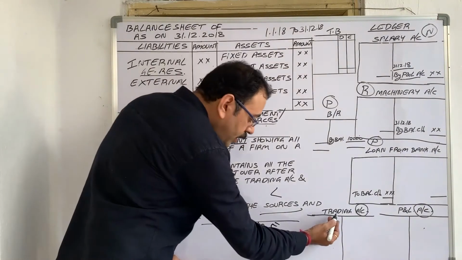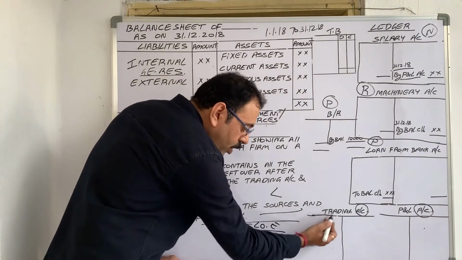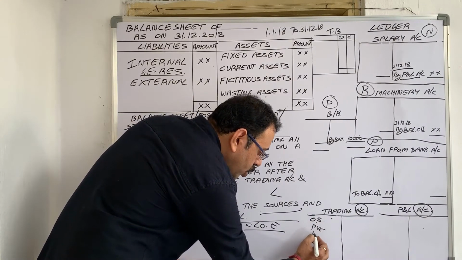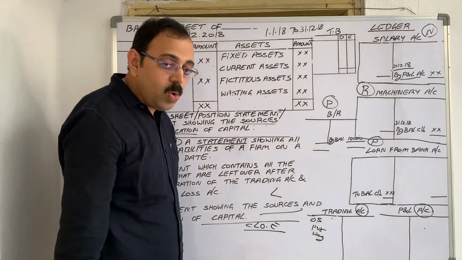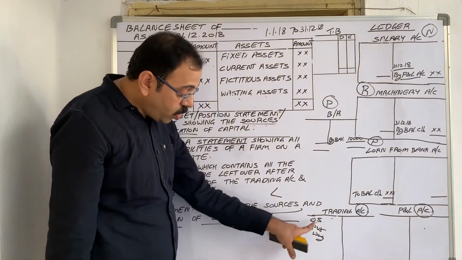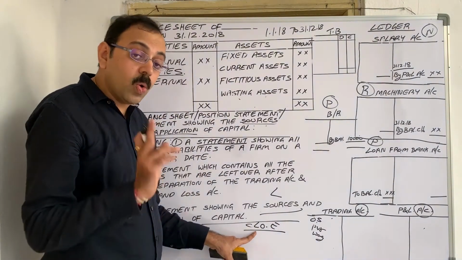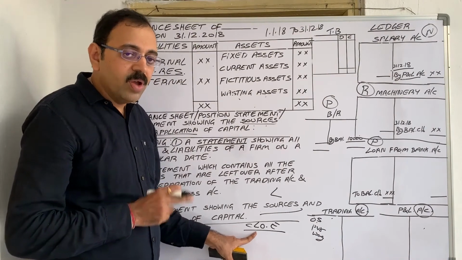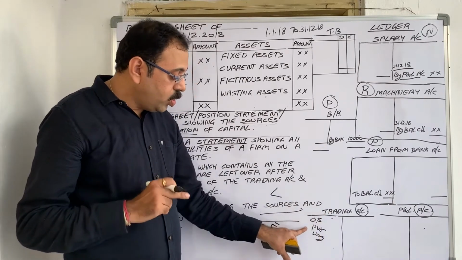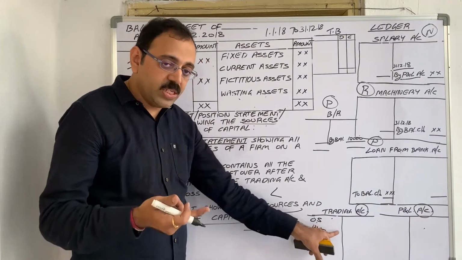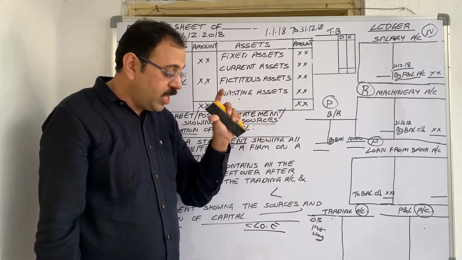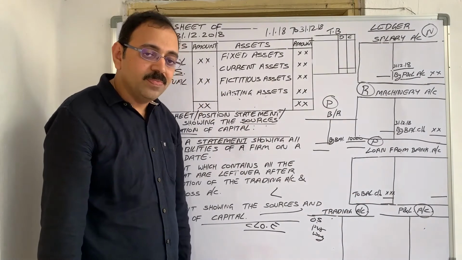For example, take the trading account. On the trading account debit side, what do we write? To opening stock, to purchases, to wages, all these amounts. Don't think that we directly record all these values in the trading account. To record like this, we have to pass one closing entry in the journal proper book. What is the entry? Trading account debit to opening stock, to purchases, to wages, to cartage, etc. Now that entry we are posting in the trading account.